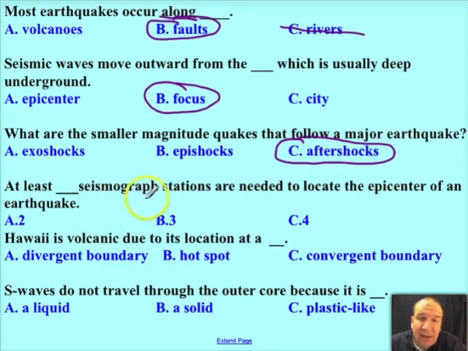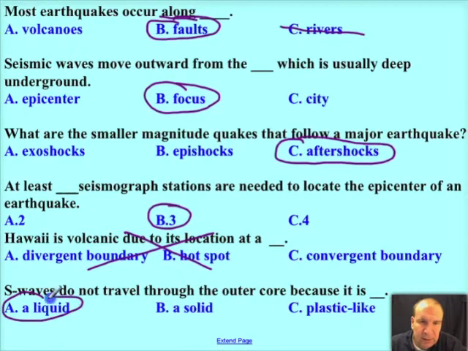At least blank seismographs are needed to locate the epicenter of the earthquake. Hopefully all of you will get this right, because we spent a lot of time in class working on this. Hawaii is volcanic due to its location on a hot spot. That's not on this test. Must be an old review, but that'll be on the next volcano test. S waves do not travel through the outer core because it is a liquid. Remember, S waves right here don't travel through liquids.